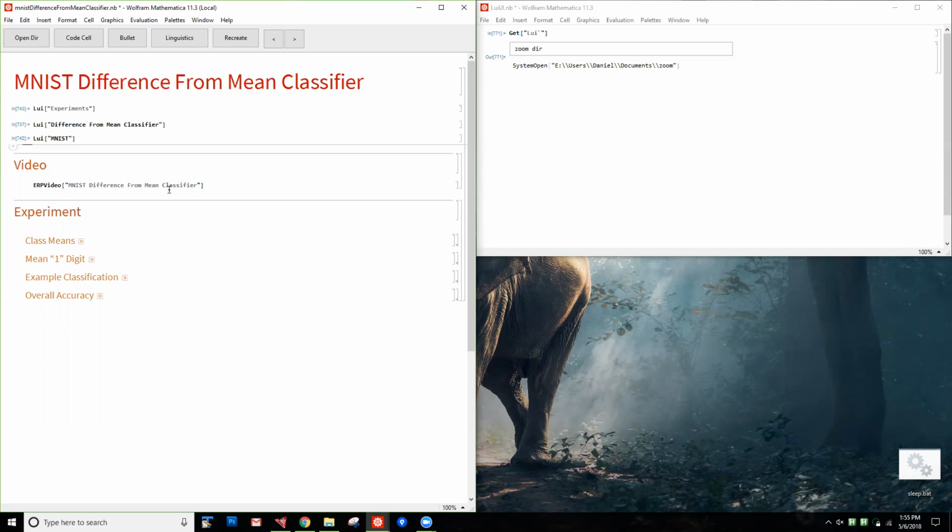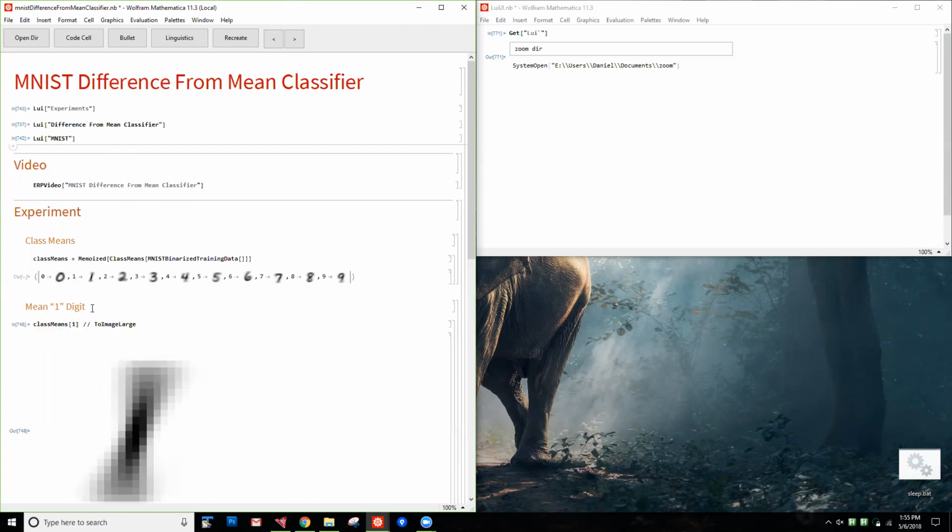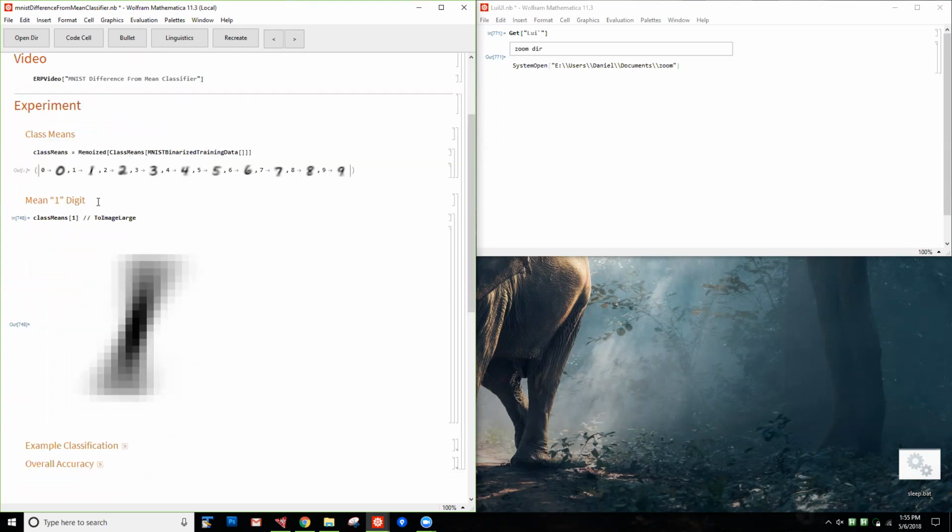And so what I mean by that is that you start out with a set of training examples for the handwritten digits, but what you can do is take all the digits that are a 0 and average them all together, or the ones and average them all together, and you can get kind of an average image. So for the digit 1, this is what it looks like.